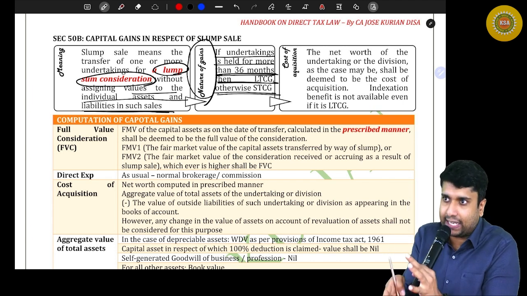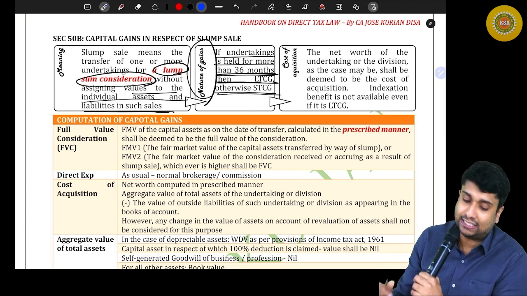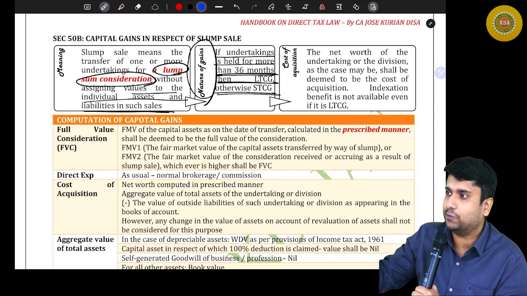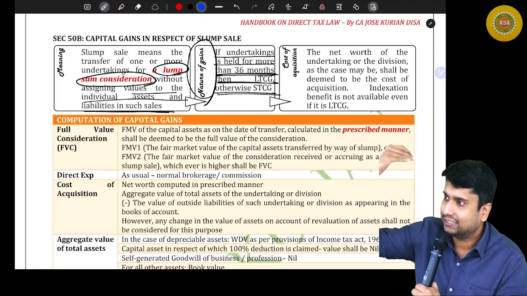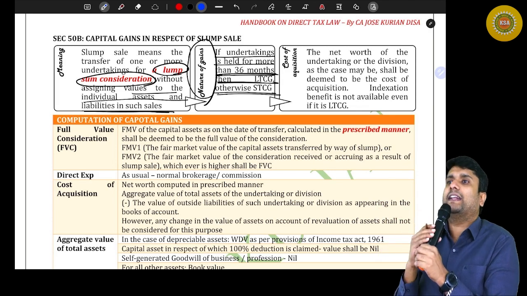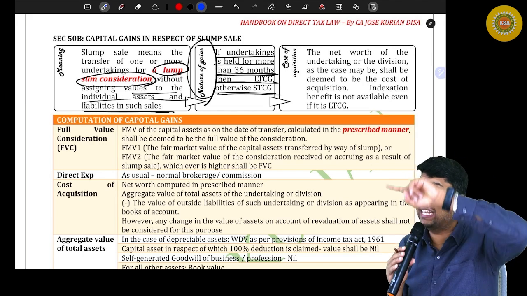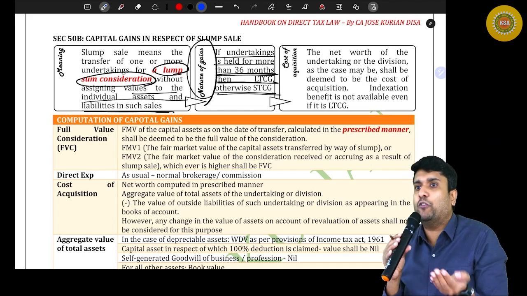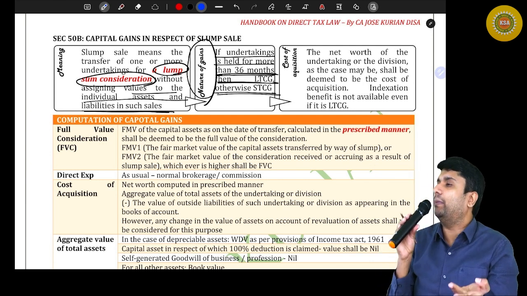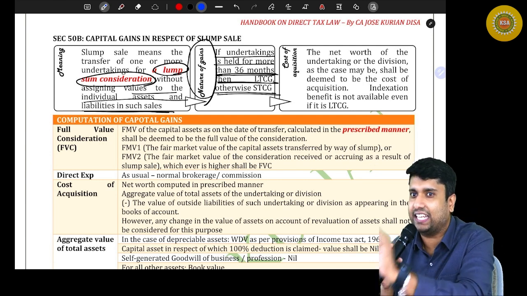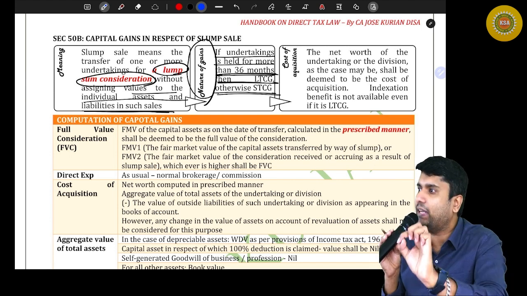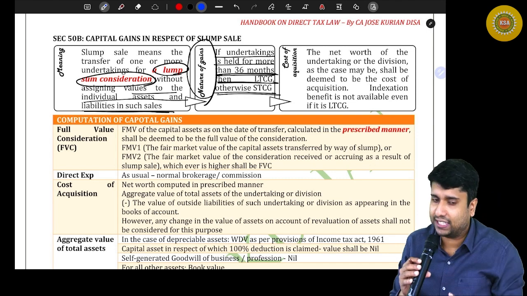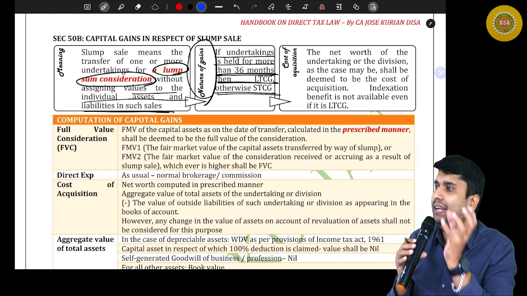If the entire undertaking is held for more than 36 months, what does that mean? The business is running for more than 36 months. Then that business will be treated as a long-term capital asset and the gain will be long-term capital gain. If you are running that business for 36 months or less, then it will be a short-term capital asset and the gain we compute will be a short-term capital gain. Is that point clear? Now, we are about to discuss how to compute capital gain in slump sale.